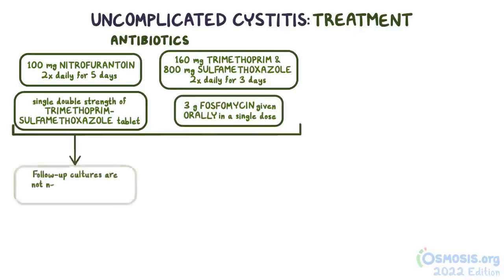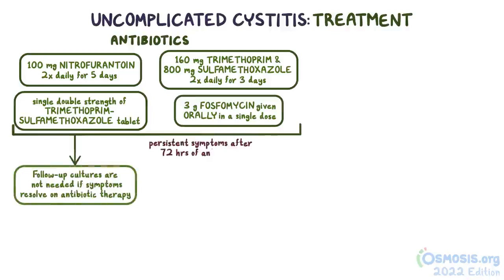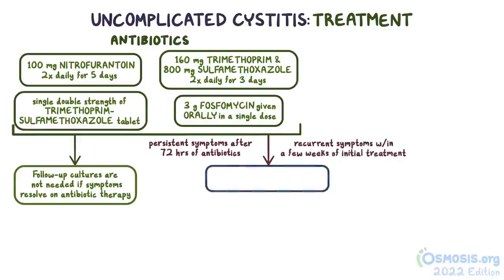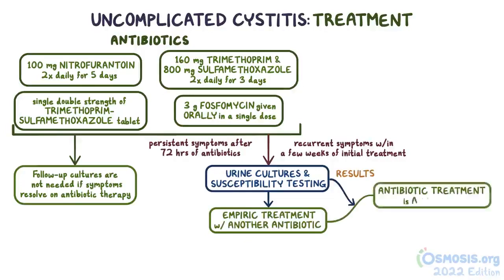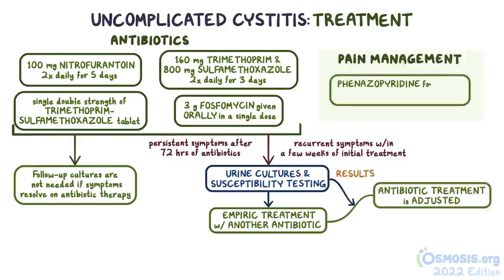Follow-up cultures are not needed if symptoms resolve on antibiotic therapy. However, if individuals have persistent symptoms after 72 hours of antibiotics or recurrent symptoms within a few weeks of the initial treatment, then urine cultures and susceptibility testing is done and empiric treatment is started with another antibiotic. When results are available, antibiotic treatment is adjusted accordingly. Pain management is done with phenazopyridine for 3 days. This is a drug that's excreted in the urine and has a local analgesic effect, which helps relieve dysuria.